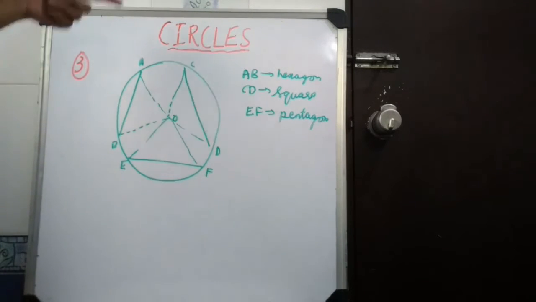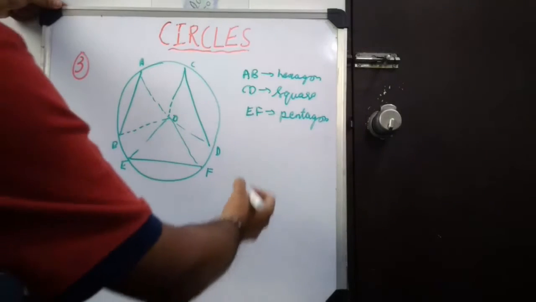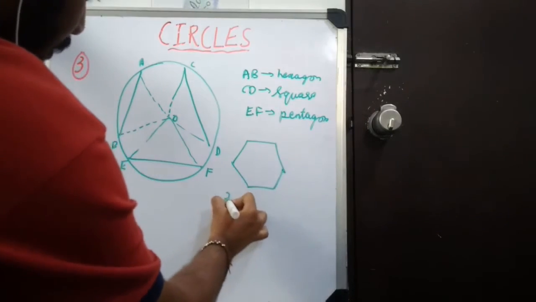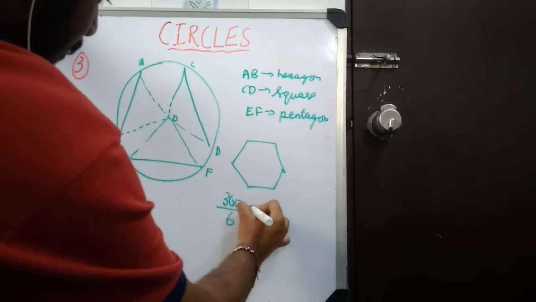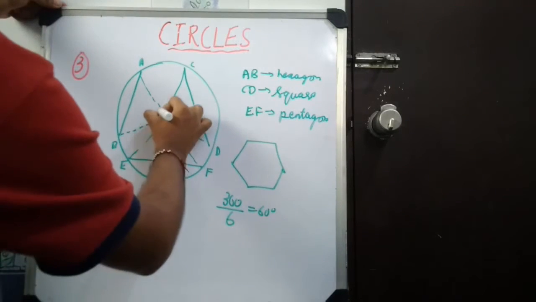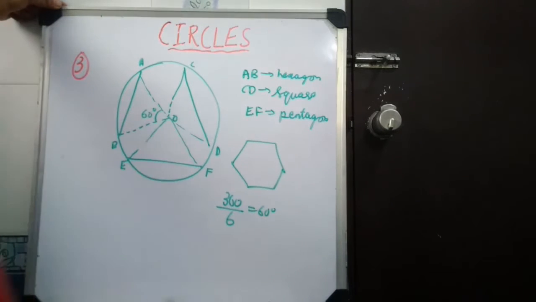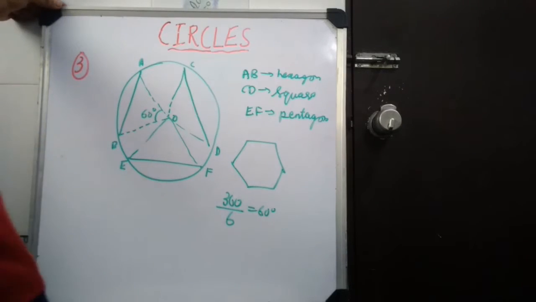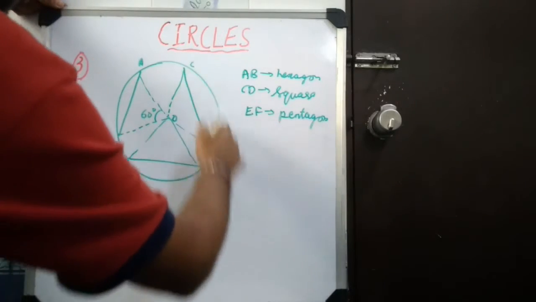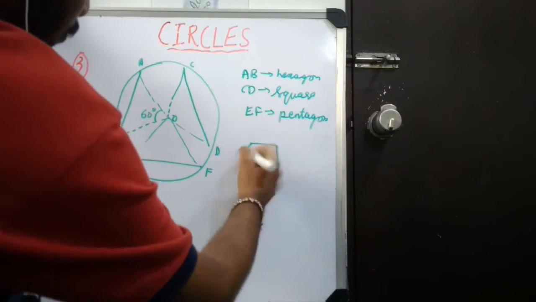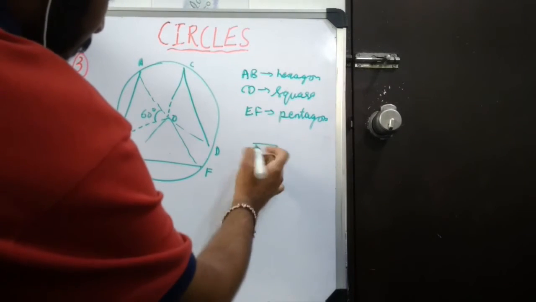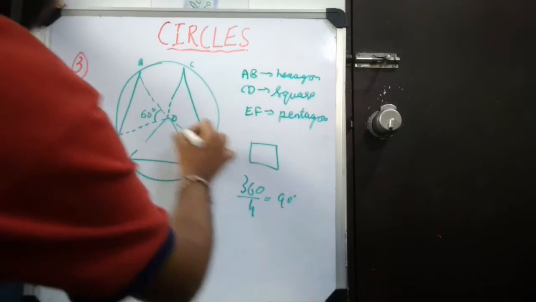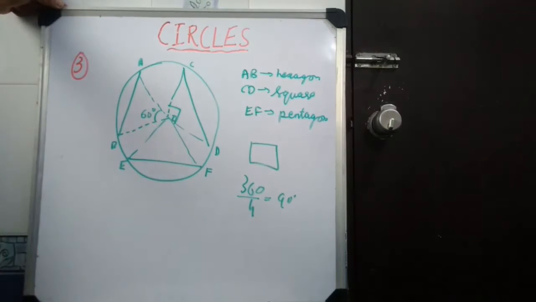Now, how do I do it? I've been given that AB is a part of a hexagon. So we know that a hexagon has 6 sides. So what am I going to do? 360 divided by 6 is equal to 60. So this angle is going to be 60 degrees. Now I'm just going to tell you what the answers are. I'm not going to prove it. Now CD is a part of a square. 4 sides. So 360 divided by 4, how much is it? 90. So this is 90.